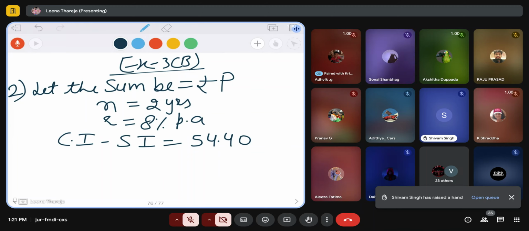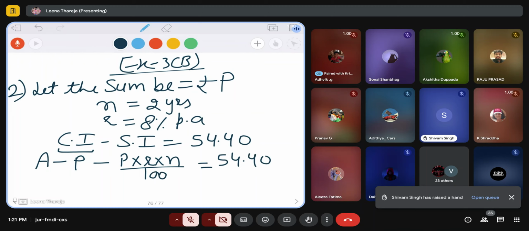This is CI minus SI. What is the formula of CI? Instead of CI, I can write A minus P. This is the CI formula. And the SI formula is what? P into R into N, as we are using time period N, divided by 100, is equal to 54.40. Till here it is clear, children, what I have written.